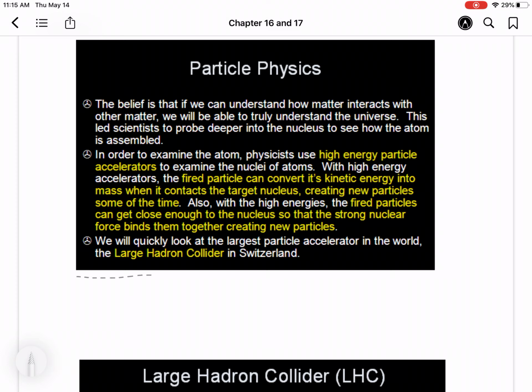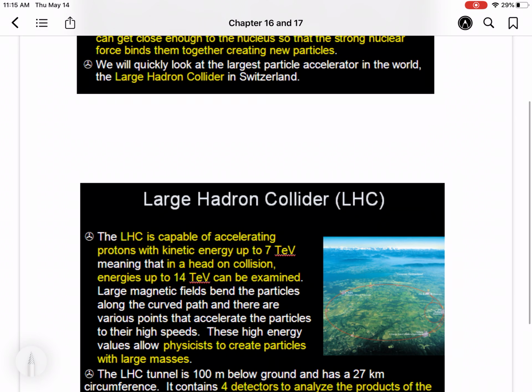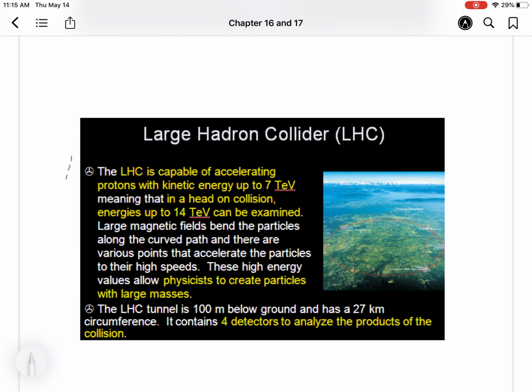The biggest one of these is called the Large Hadron Collider. It's in Switzerland. It can accelerate protons up to 7 tera electron volts, which means when they smash two protons together, energies up to 14 tera electron volts can be examined. They use large magnetic fields. It actually crosses two countries: from Switzerland into France and back into Switzerland. It's 100 meters below ground and has a 27 kilometer circumference.